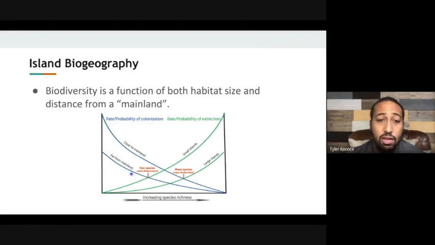And vice versa, if you have something that's far away, if you have a small island, it's even harder to land on. It's kind of like trying to thread a needle from really, really far away. So you're not going to have as many species make it there, so your species richness is going to be lower. But if you have something that's far away from the mainland and large, you're still going to get a fair amount of species because it's just a bigger target to hit. It's easier to hit than our small islands.